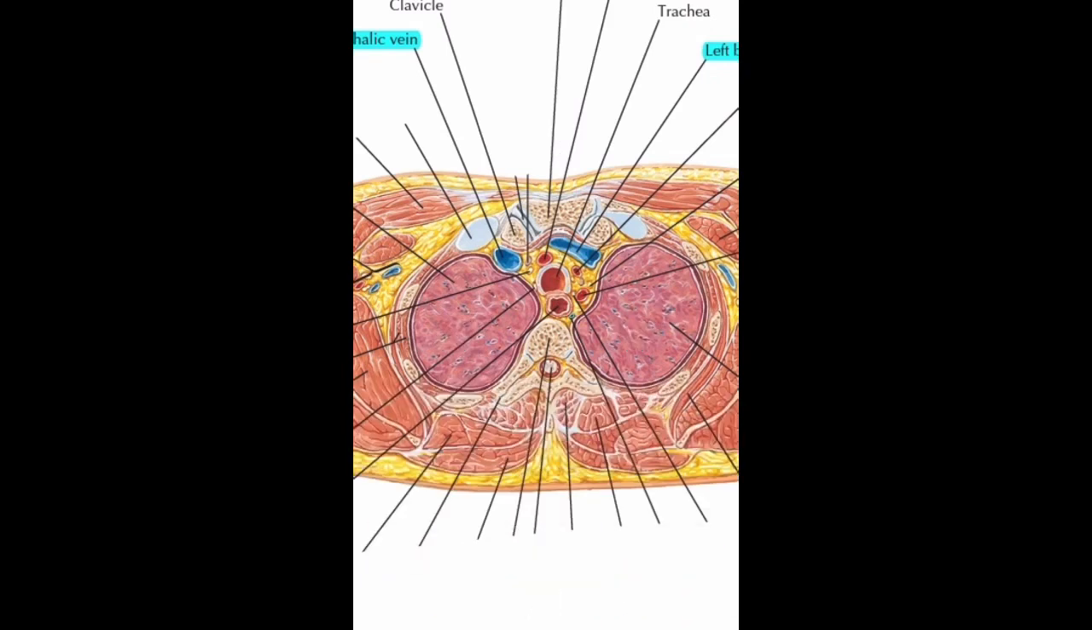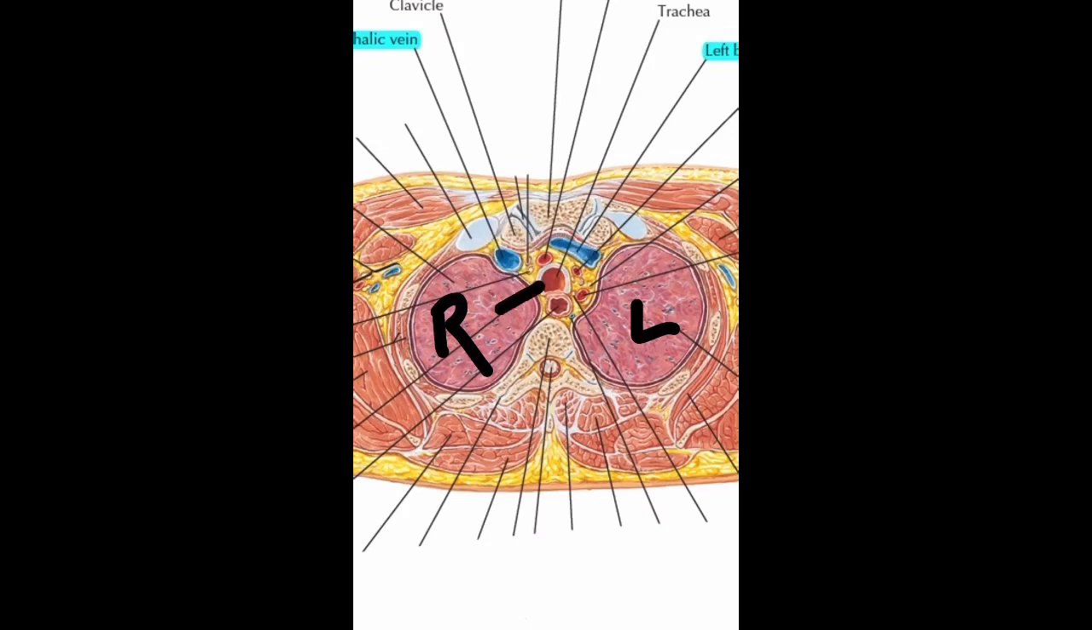Which is the right side? Yes, this is the right side. This is the left. All right. Which is this vein over here, blue structure, elongated? Yes, the left brachiocephalic vein. What about this? The right brachiocephalic.